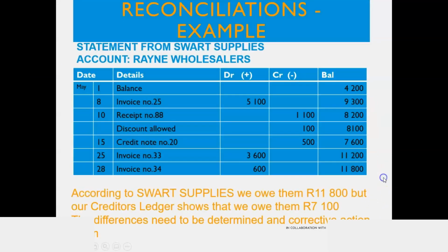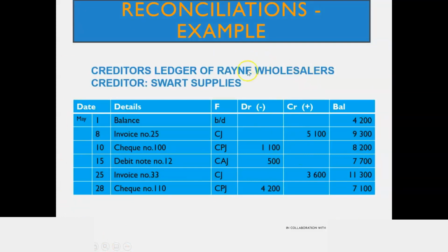Let's move on to the next one. Okay, so this one now, it's different. Remember, we were dealing with the internal records, how we record things within the business, like an internal control measure. On this side, we classified ourselves as Rainy Wholesalers, and we owe SWOT suppliers. Let's see how SWOT suppliers will record things in their own books, which is the statement that we are supposed to receive from SWOT suppliers.